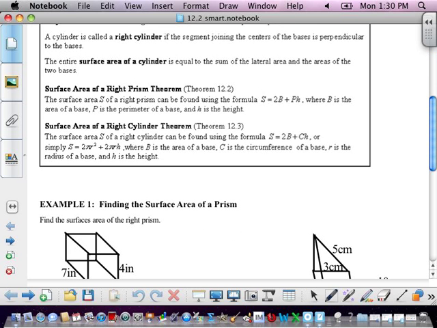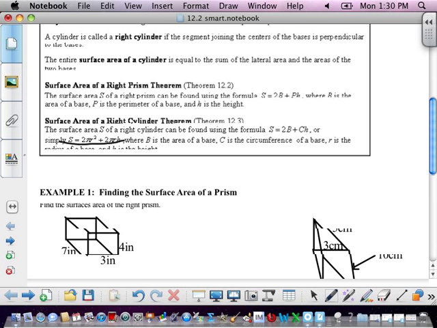The surface area of a right prism is 2 times the area of the base plus the perimeter times the height. Okay? The surface area of a right cylinder theorem, you probably want to use this one: 2 times pi r squared, because that's the area of the base and there are 2 of them, plus 2 pi r h. All right, let's start with prisms first.